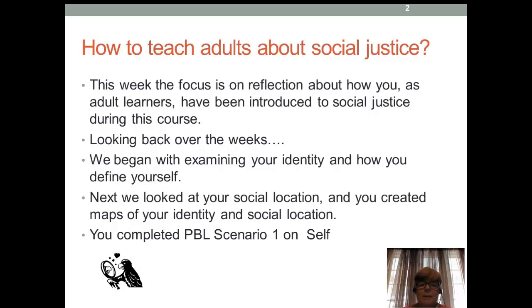This week, the focus is on reflection about how you, as adult learners, have been introduced to social justice during this course. Looking back over the weeks, we began with examining your identity and how you define yourself. Next, we looked at your social location, and you created maps of your identity and social location. You completed PBL Scenario 1 on self.